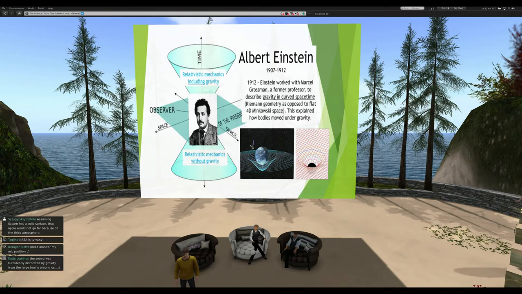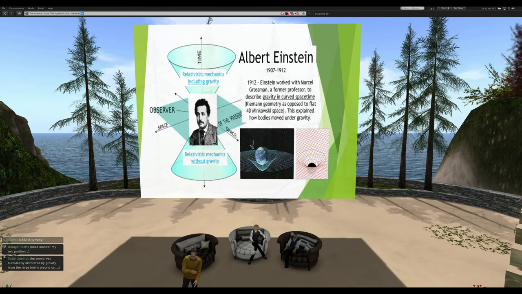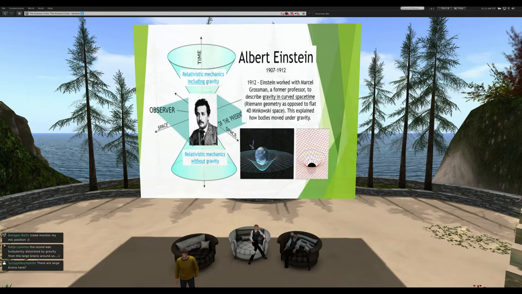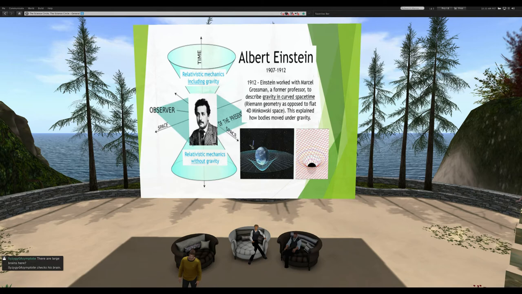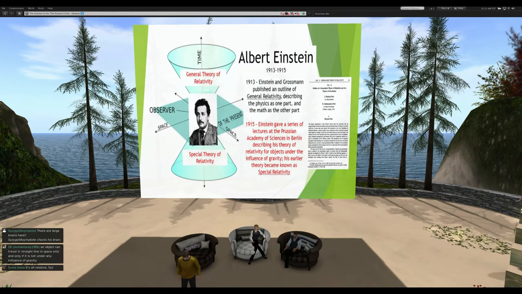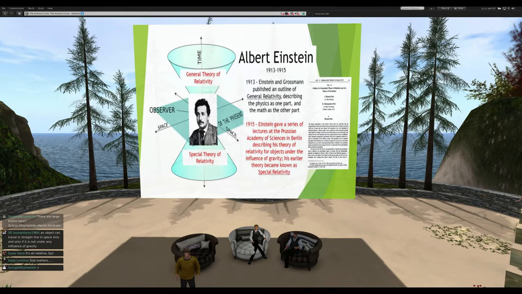So in 1912, he was working with a former professor of his named Marcel Grossmann, to describe gravity in curved space-time, basically using Riemannian geometry as opposed to, as mentioned before, flat four-dimensional Minkowski space. In other words, the math then explained how gravity seemed to move. So essentially what Einstein was trying to do was go from relativistic mechanics without gravity to trying to explain relativistic mechanics including gravity.